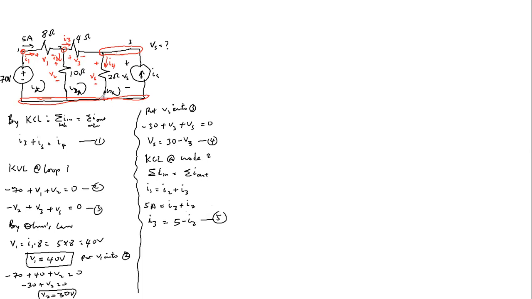So we already know V2. Yeah. We already know V2. So now that we know V2 already, we could tell I2 by Ohm's law. So by Ohm's law, I2 is the same as V2 over 10, which is the resistor of 10 ohms. So this is 30 over 10, which gives us 3 ampere. So it means I2 is equal to 3 ampere.